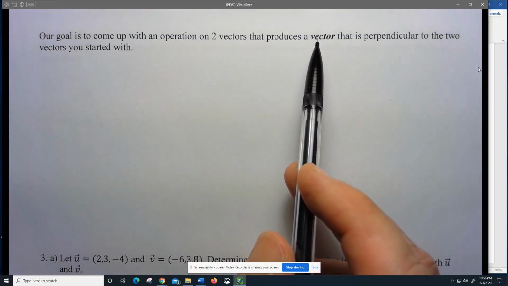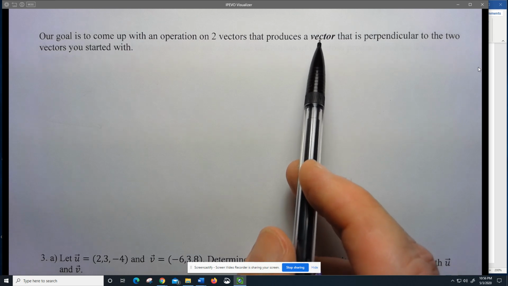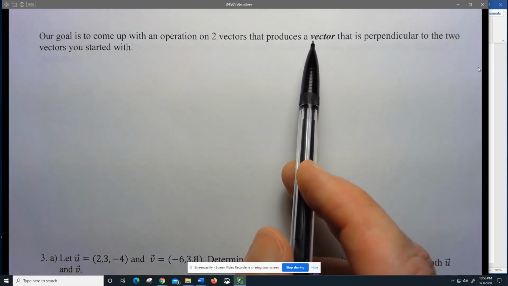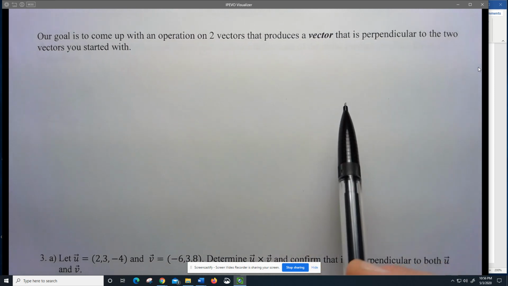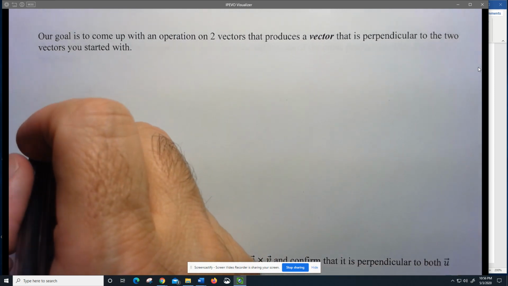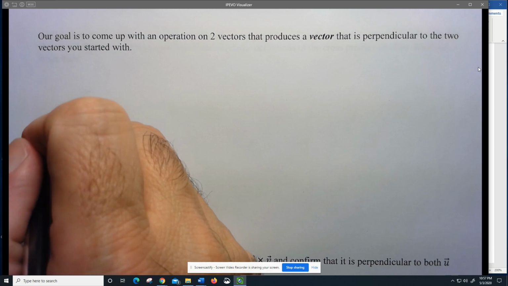Okay, so already we see something different from the dot product, as the dot product produced a scalar quantity, and the vector that it produces needs to be perpendicular to the original two vectors. Okay, so I'll try to draw this in 2D here. It'll be a bit tough, but I'll try to show you a 3D model later on.